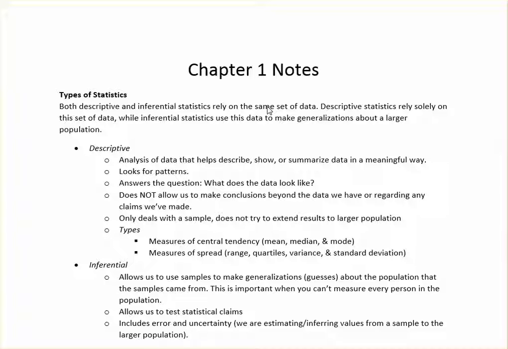Now, the difference is that descriptive statistics rely solely on this set of data. So I can find a mean, median, mode, the range, quartiles, all of that information about this data. The difference is that's just descriptive, so just about that set of data.